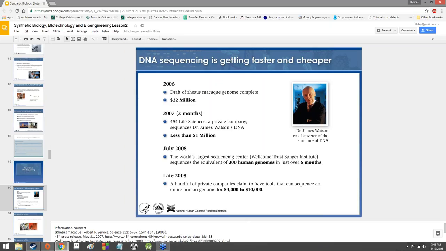$4,000 to $10,000. Nowadays, you've got stuff like 23andMe, where you can send a sample of your dog's hair in order for them to sequence it. And you can send that stuff in to have your own DNA sequenced. And again, you can't take this as a scientific analysis. There's always that disclaimer.